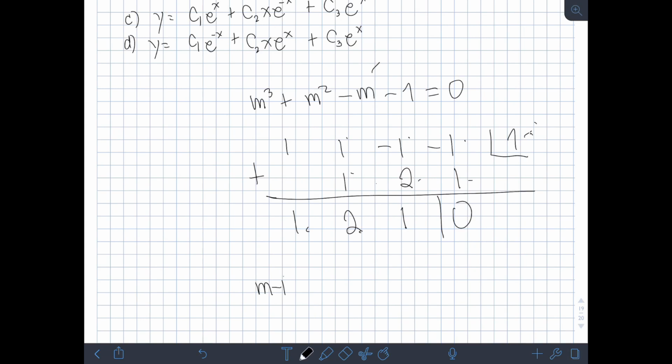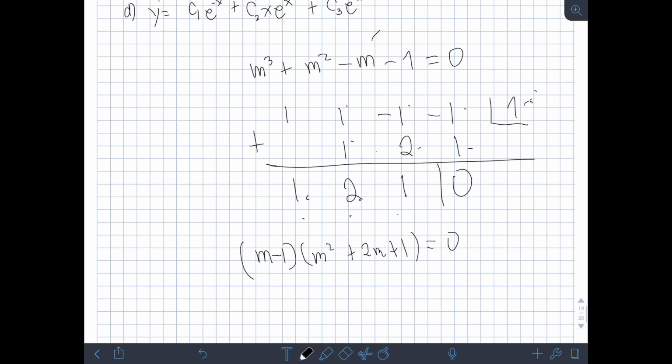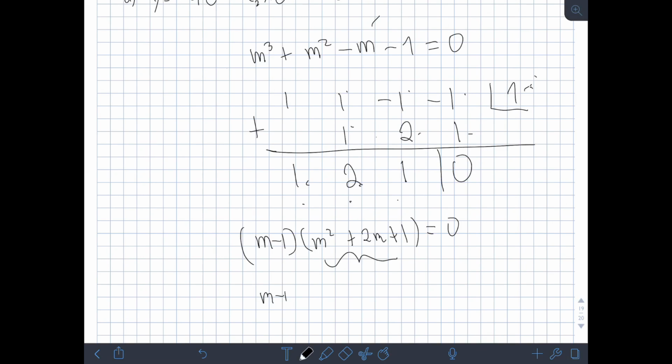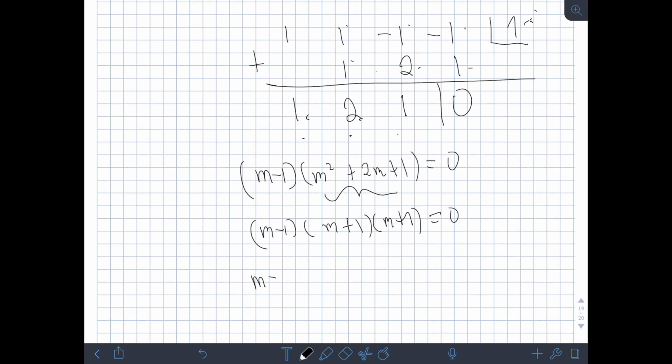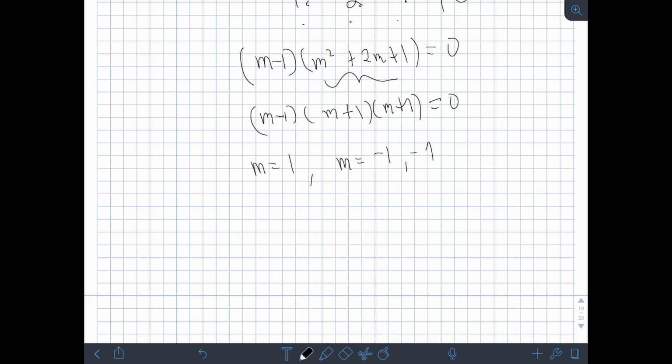So therefore, we have m minus 1 times itong natirang coefficient, m squared plus 2m plus 1 equals 0. So factorable na to, diba? So m minus 1 times m plus 1, m plus 1 equals 0. So therefore, meron tayong roots na m is equal to 1, m is equal to negative 1 na naulit, dalawa. So, in general form, the solution is y is equal to c sub 1. Ito mo ng m equals 1. So, e raised to 1 times x or simply x.